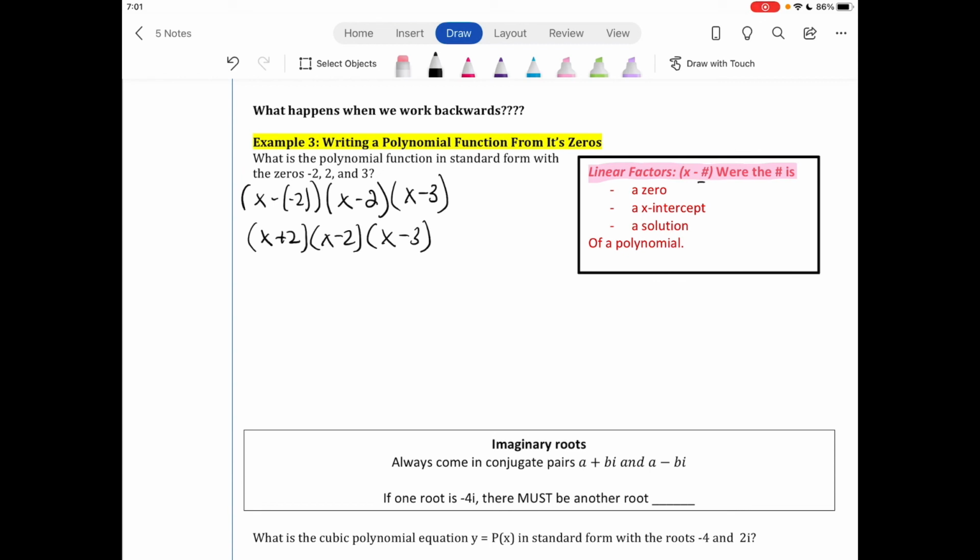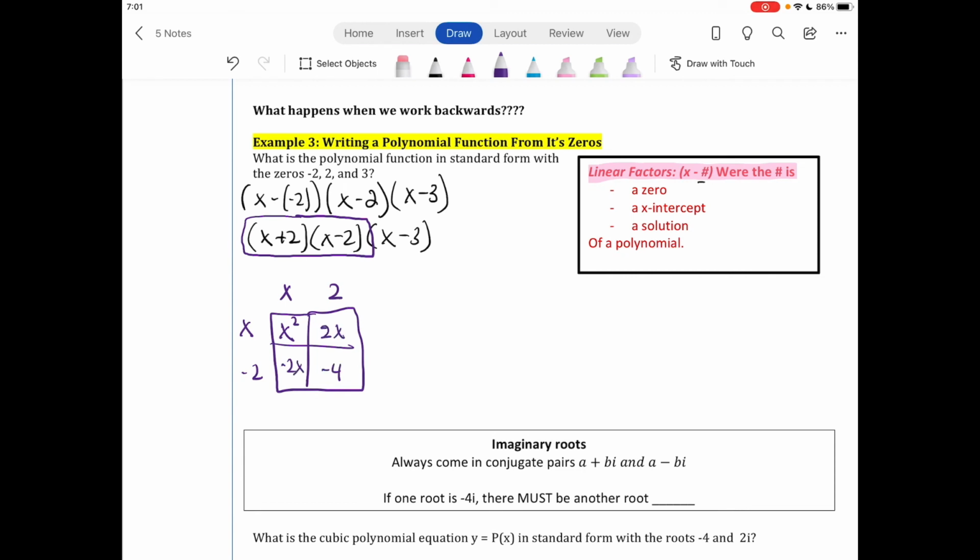Now it's just a matter of multiplying all of these binomials together. You can use FOILing or you can use the box method. Let's start off by multiplying the first two binomials together. We're going to have an x by 2 box and an x by negative 2 box, leaving us with x squared and a 2x, a negative 2x, and a negative 4. These middle terms cancel each other out, so now we'll have x squared minus 4.